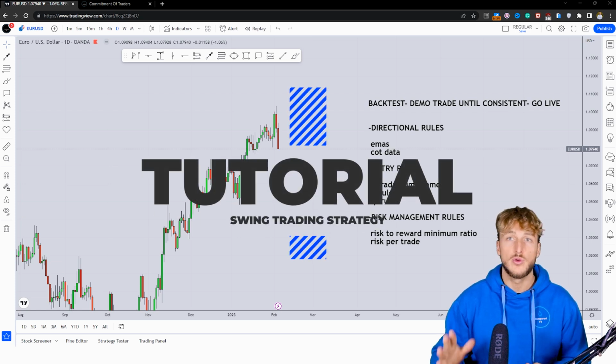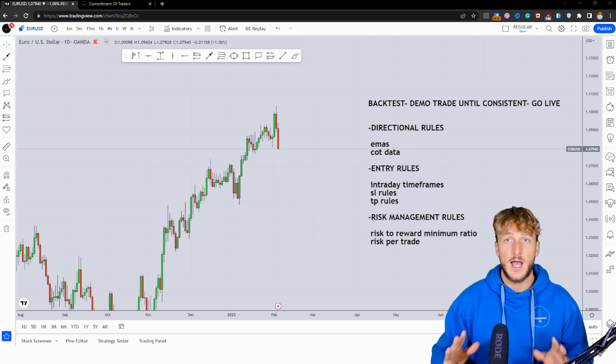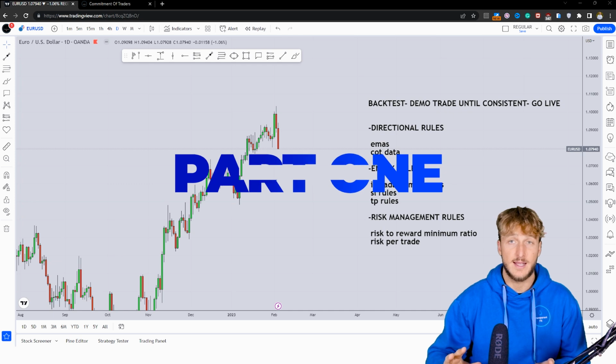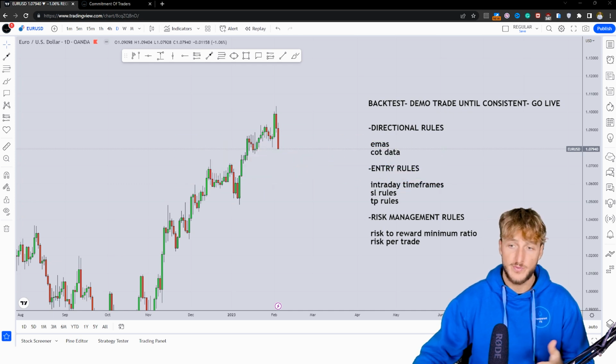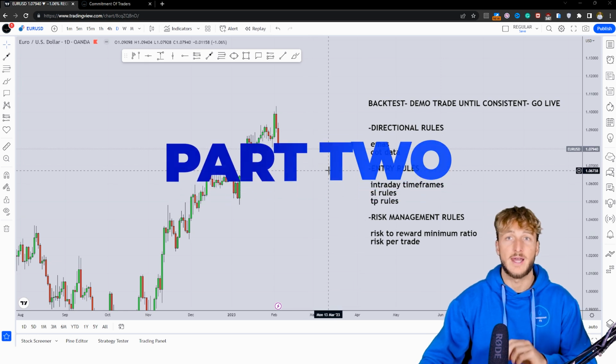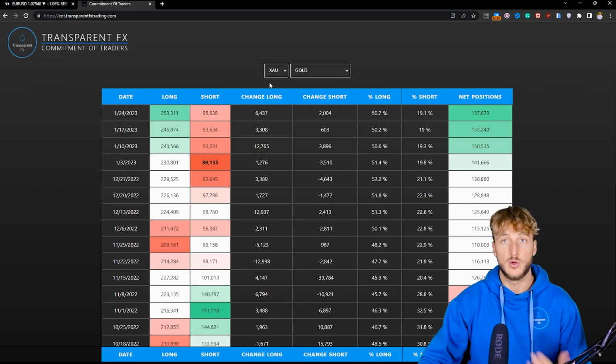Now, to keep the tutorial as educational as possible, I will be proceeding by steps. So first, I will be covering all the technical aspects of the strategy. So all the directional rules, entry rules. Then I will show how that can be integrated with the commitment of traders.